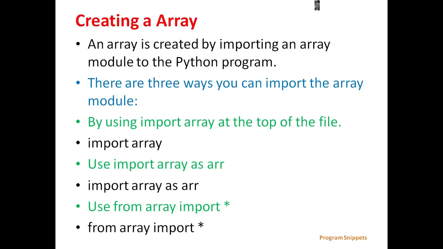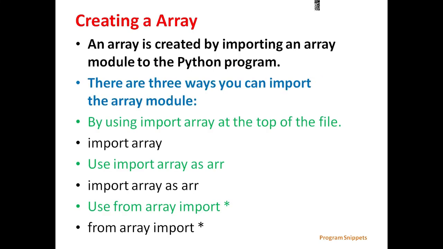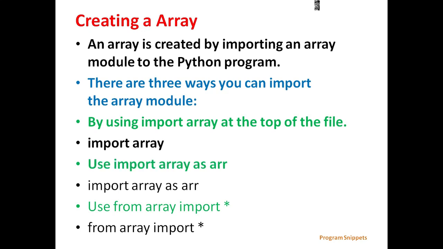Here we will see creating an array with the array module. An array is created by importing an array module to the Python program. There are three ways for importing the array module. First, by using import array at the top of the file, that is import array. Second is import array as ARR, that is a variable name. And third is from array import *.